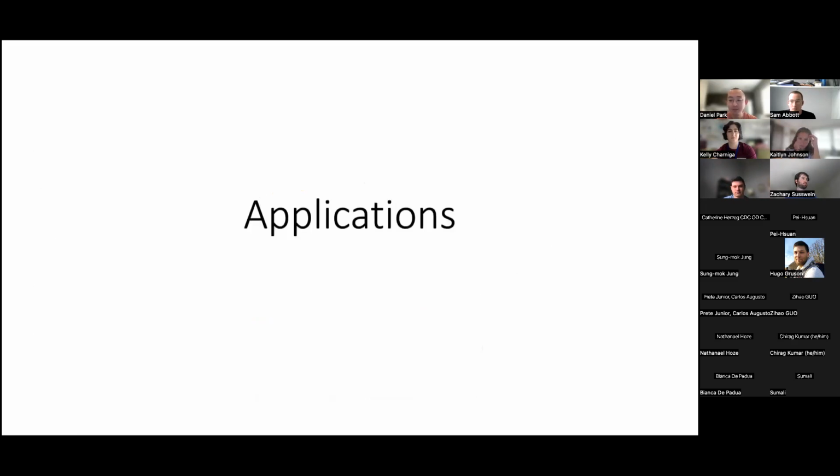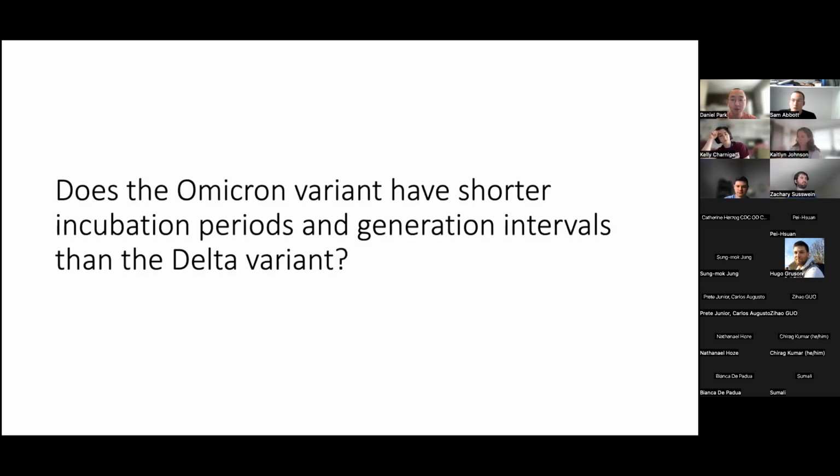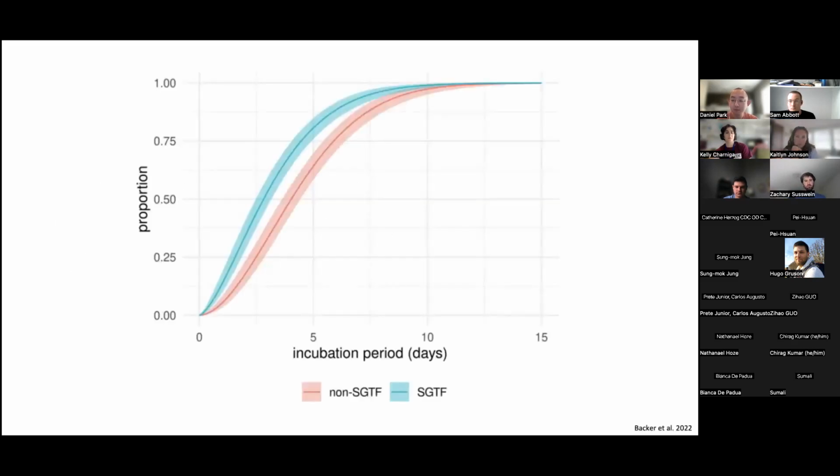So how do we apply this to looking at data? In particular, one of the questions that many people are interested in is: does the Omicron variant have a shorter incubation period and generation interval than the Delta variant? This is in late 2021, early in the Omicron outbreak. Becker et al. showed data that people infected with the Omicron variant have shorter incubation periods, but the sample collection is often backward.